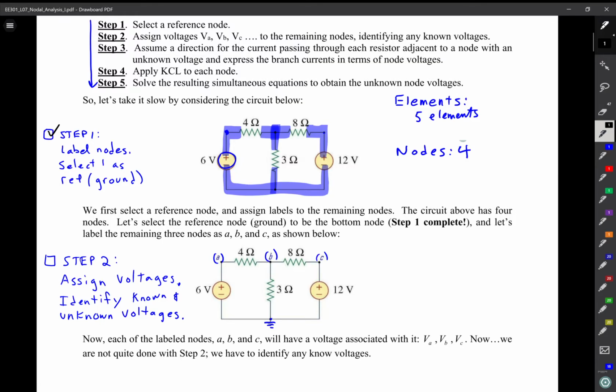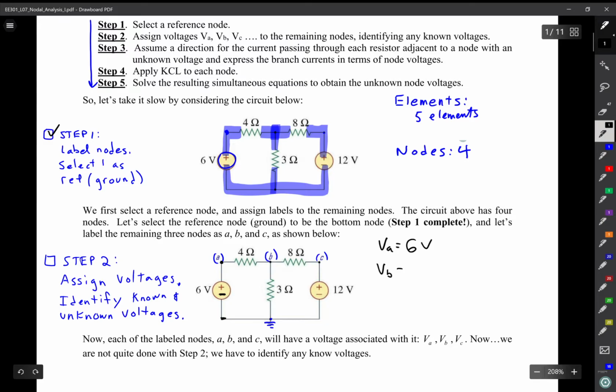Step 2 is to assign the voltages and identify known and unknown voltages. Okay, well in this case what we're looking for are the voltages at each one of the nodes. So VA is equal to, well, let's see, the bottom side of this voltage source is at the ground. The top side is a plus, and that's located at A. And the potential between the ground and voltage at node A is 6 volts. So I'm going to say that VA is 6.